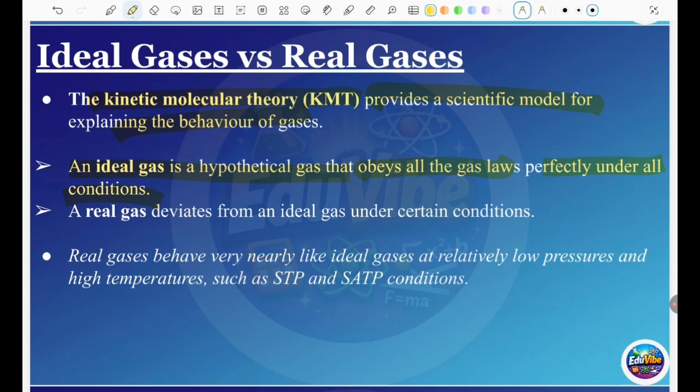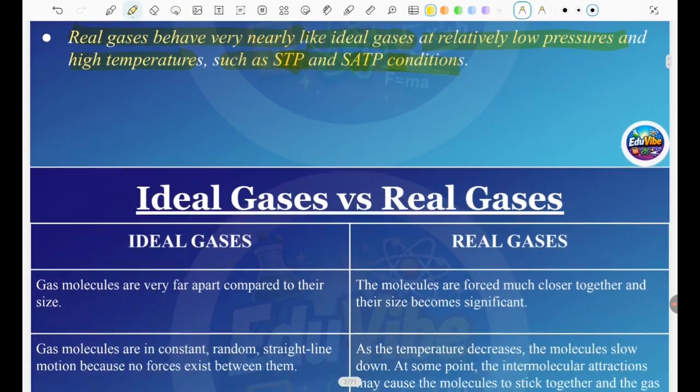Real gases deviate from the ideal gas under certain conditions. Those conditions can be different. Real gases behave very nearly like ideal gases at low pressures and high temperatures, so there is a similarity between them. They behave nearly the same at low pressures and high temperatures, such as STP and SATP conditions. What are those? We will discuss this. So just know that in those conditions real gases and ideal gases behave very similarly. The major difference.